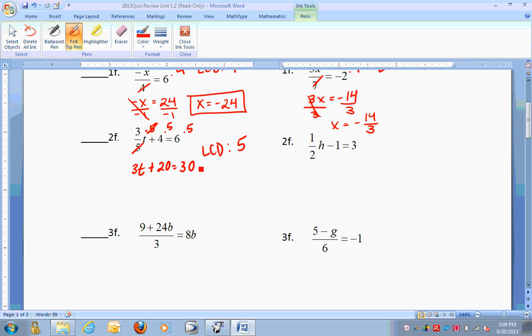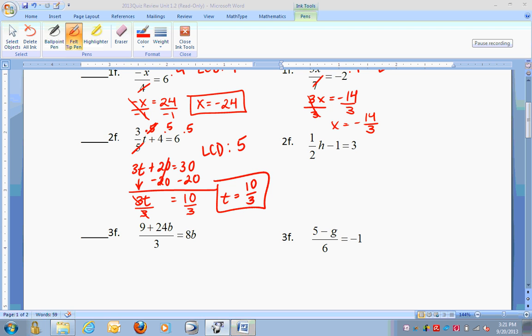Okay, the first step is subtracting away the 20. And remember, our whole goal is to get t by itself. So I bring down the 3t, and 30 minus 20 is 10. Then we're going to divide both sides by 3. Those 3's cancel, and you end up with t equals 10 over 3.